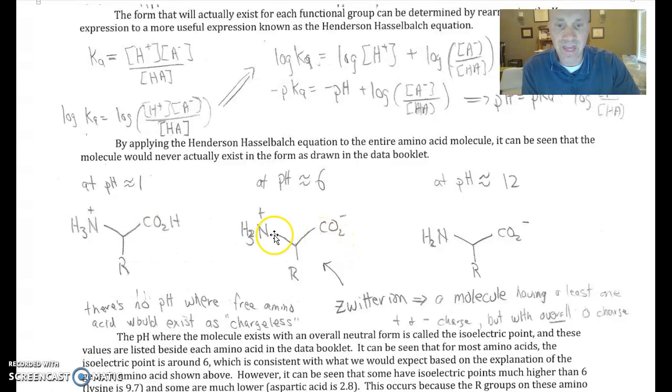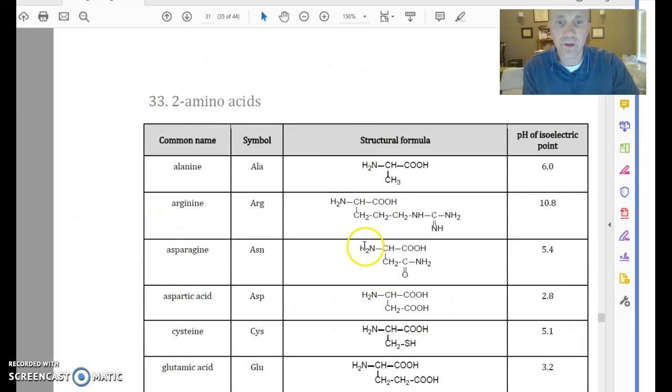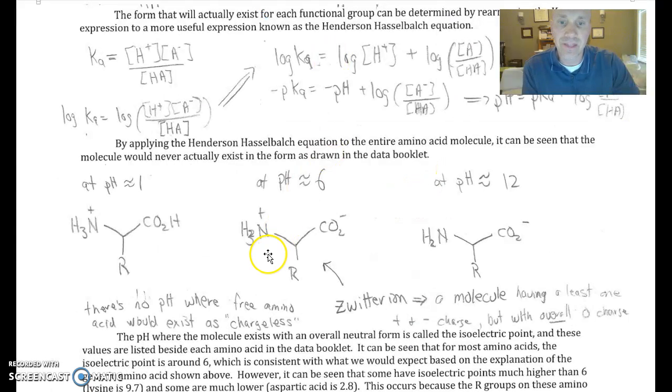Notice that there is no pH where this thing exists in a completely uncharged form. There is no pH where it would exist like this, where this is the NH2 and this is the C double bond O, or COOH. And that's going to have a pretty significant effect on the way these things behave. So again, there's no pH where the free amino acid would exist chargeless, meaning without any charges on it.